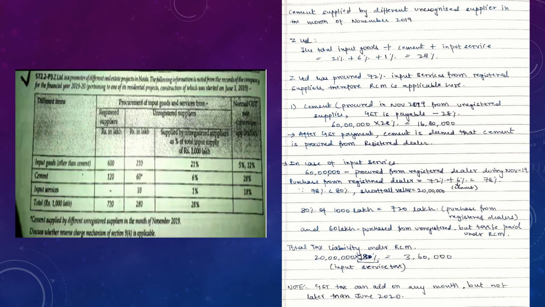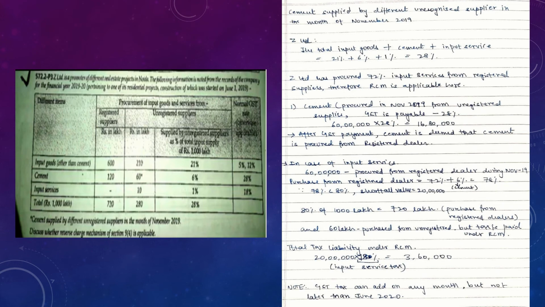So cement supplied by different unregistered suppliers in the month of November 2019. Z Limited, the total input goods plus cement plus input service, which is equal to 28%. Z Limited has procured 72% input services from registered suppliers. Therefore, RCM is applicable here. Cement procured in November 2019 from unregistered suppliers. GST is payable at 28%. So 60 lakh at 28% would be 16 lakh 80,000. After GST payment, it is deemed that cement is procured from a registered dealer.